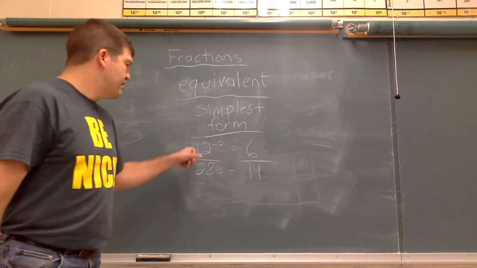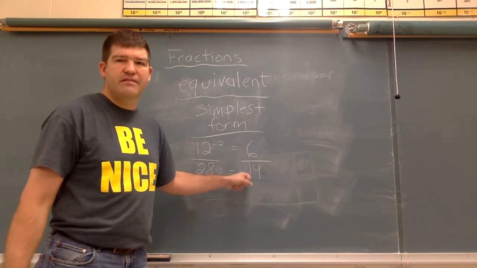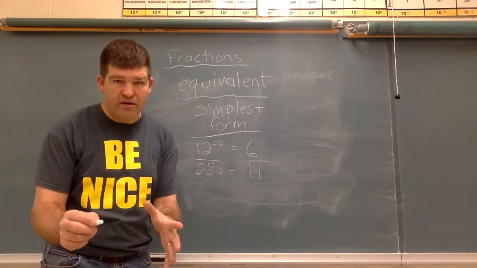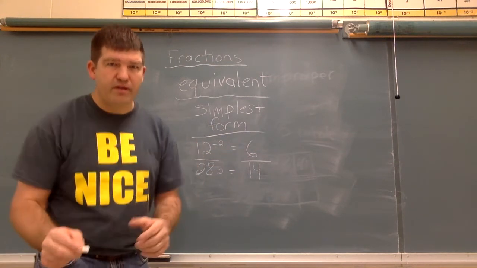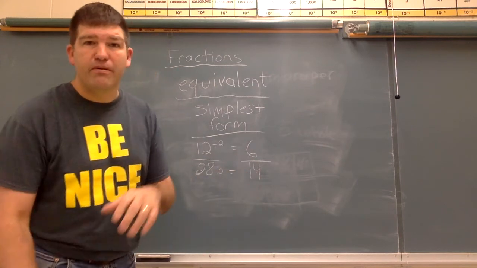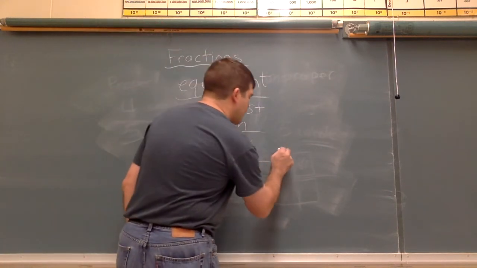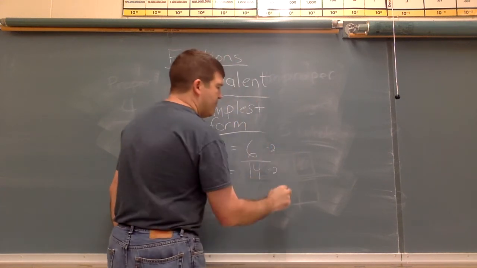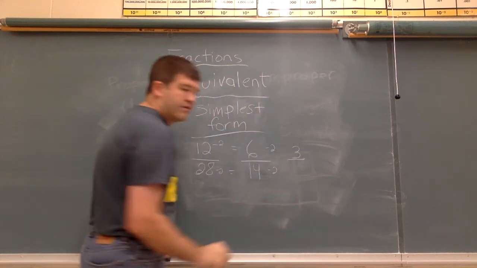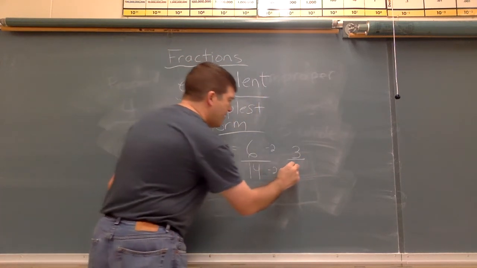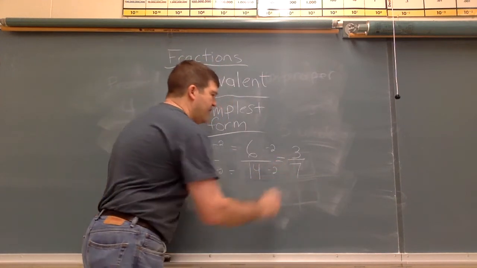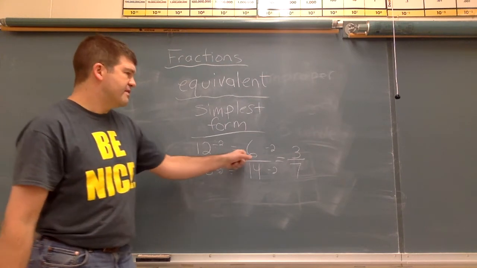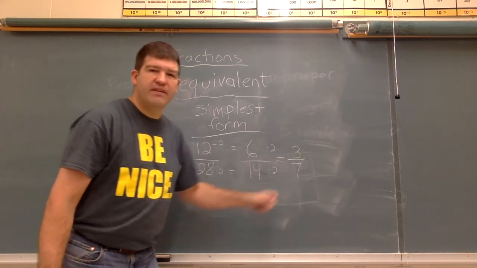Good. So 12 28ths is the same as 6 14ths, but I think I can go even simpler here. I think I can get it smaller. Same value, just smaller numbers. So I see that that's even. If they're both even, I cut it in half. So let's do divided by 2, divided by 2. 6 divided by 2 is 3. 14 divided by 2 is 7. Okay? 3 sevenths.